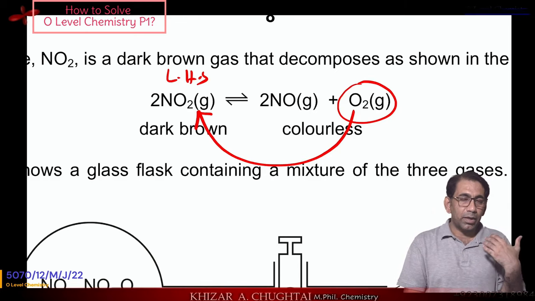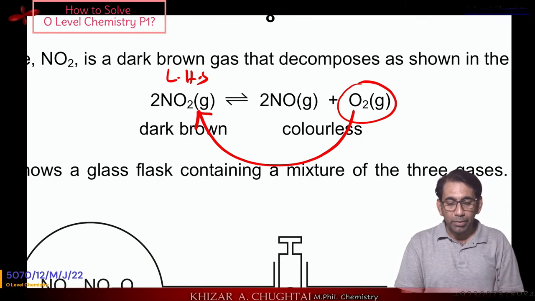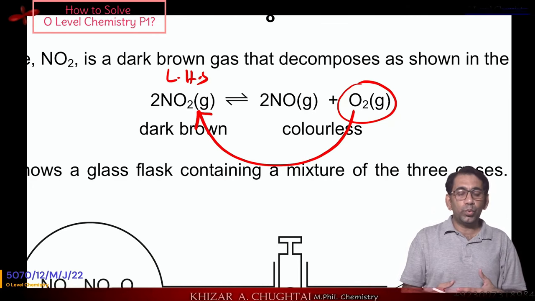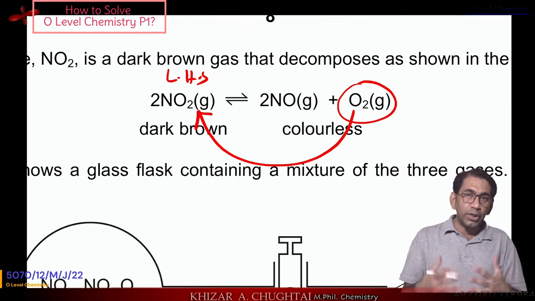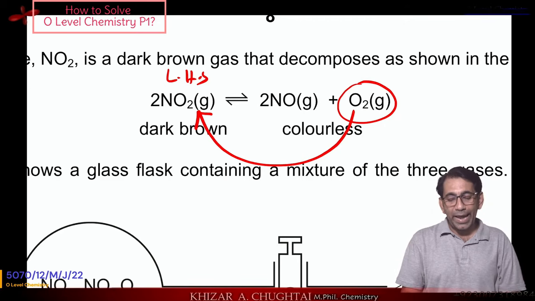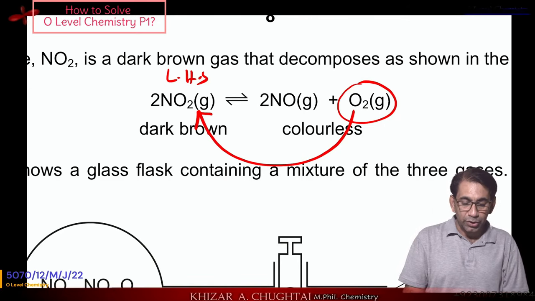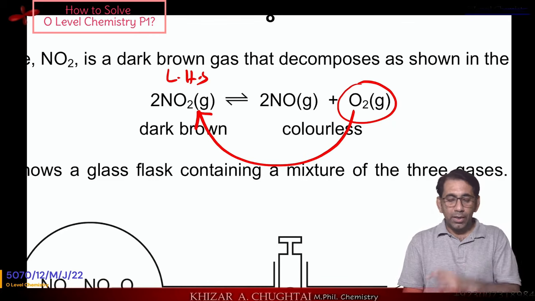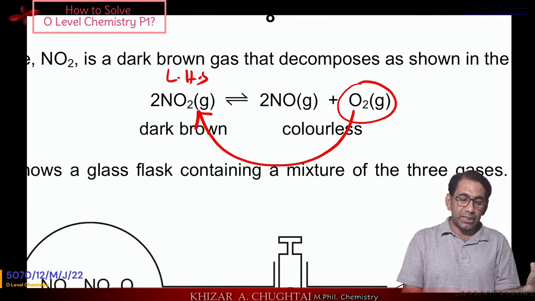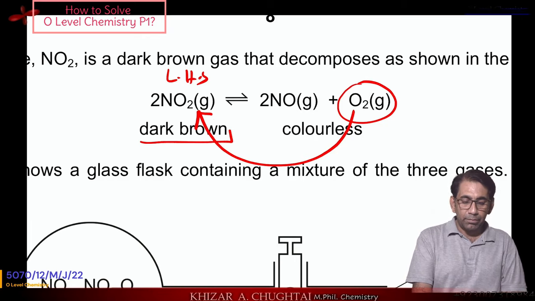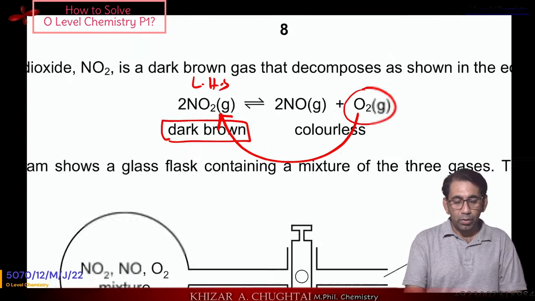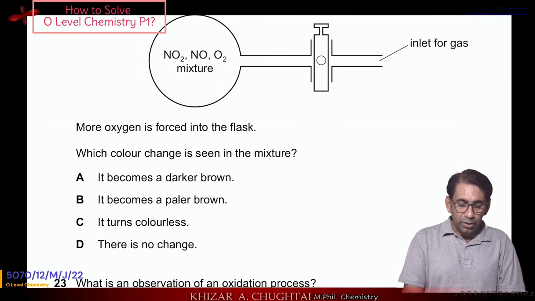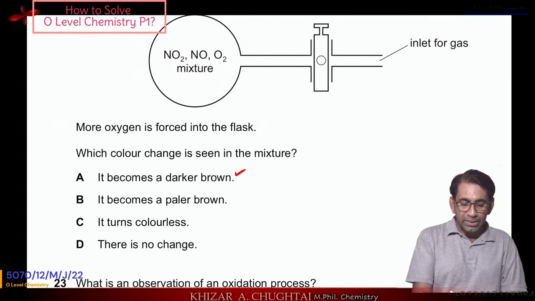to attain the new equilibrium and to undo the effect of newly added oxygen concentration. So upon addition of oxygen, equilibrium will shift to the left hand side and the color will become more dark brown. So which color change is seen in the mixture? It becomes darker brown. Yes, it is correct.